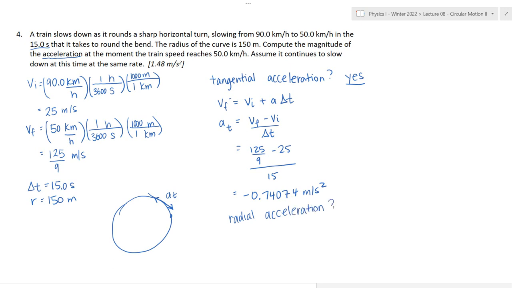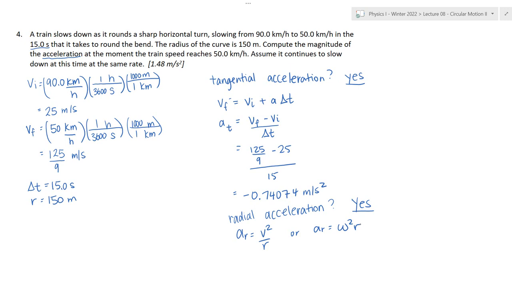Well, how do we know if something has radial acceleration? If an object is moving in a circular path, it automatically has radial acceleration. So the answer is yes. And how do we calculate the radial acceleration? Well, remember there are two equations for radial acceleration. AR equals v squared over r, or AR equals omega squared r. Those are the two equations. So we just need to know which one we are going to use.